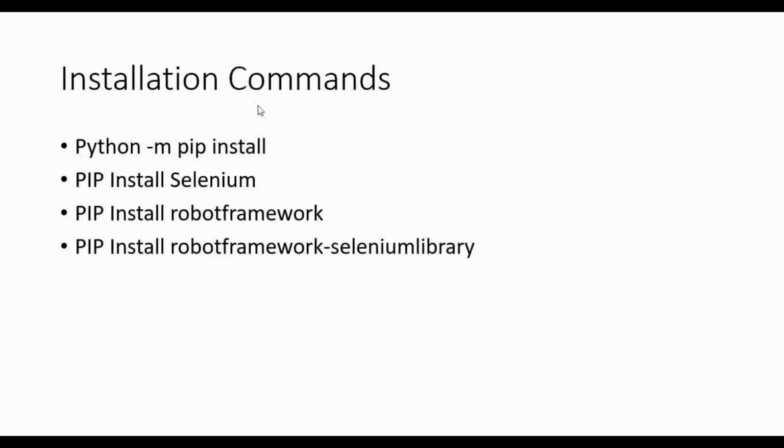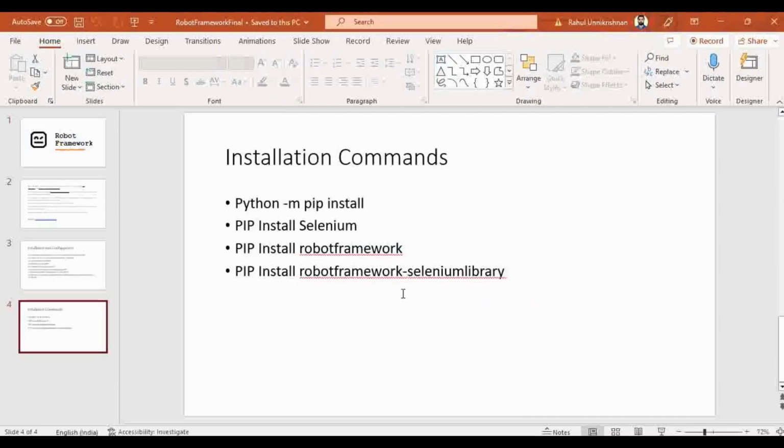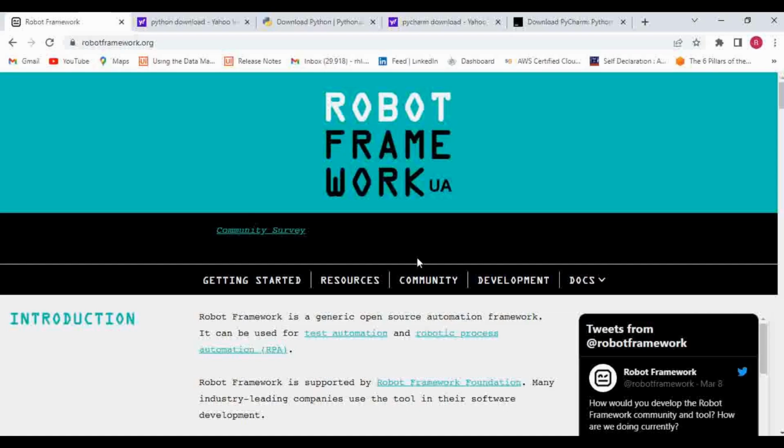So this is an installation command. Okay, so we need to use these commands for installing Selenium, Robot Framework and the Robot Framework Selenium library. Okay, and if pip is not installed, we have to use this command for installing pip. So that's it. So let's move on to the next thing.